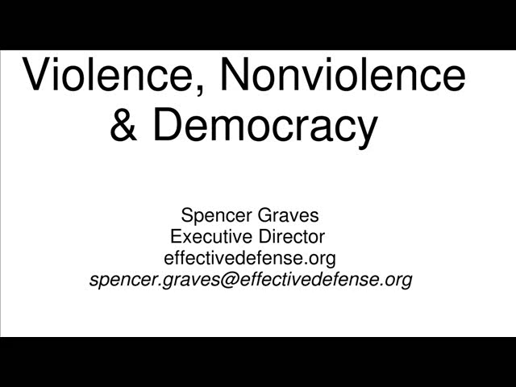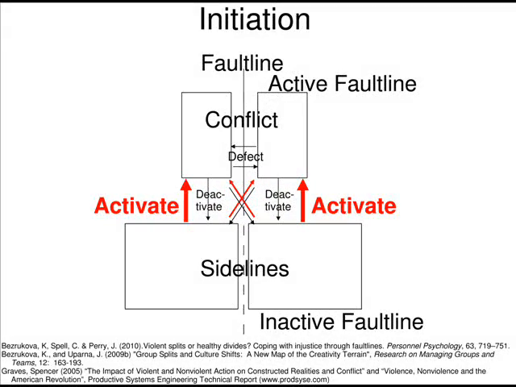Welcome to a brief description of the impact of violence and nonviolence on fault lines and conflict. Virtually any conflict starts small, with a division typically defined by some previously latent difference between subgroups of people such as gender, ethnic background, or religion. It evolves by activating people previously on the sidelines and by defections from one side to the other, or by deactivation where some participants reduce their level of involvement.